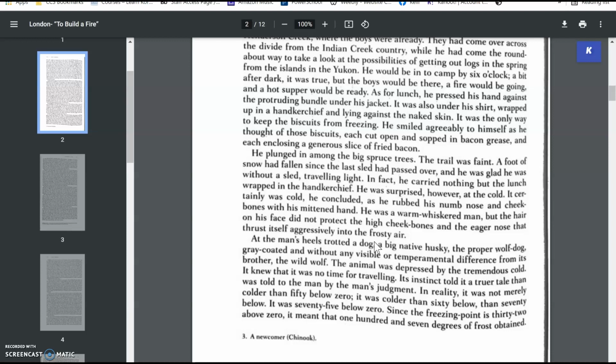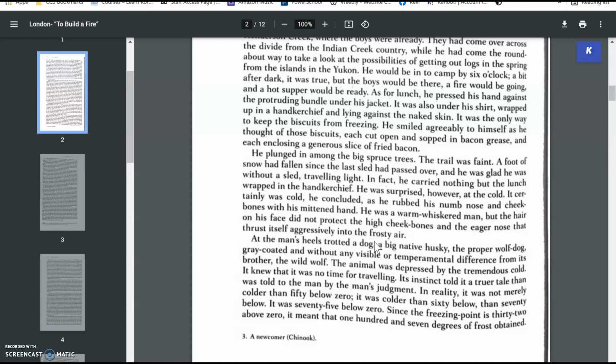It says he was glad he was without a sled, traveling light. In fact, he carried nothing but the lunch wrapped in the handkerchief. He was surprised, however, at the cold. It certainly was cold, he concluded, as he rubbed his numb nose and cheekbones with his mittened hand. He was a warm-whiskered man, but the hair on his face did not protect the high cheekbones and the eager nose that thrust itself aggressively into the frosty air. So he's protected his body. He has his warm weather gear on. He has his mittens on and his boots.